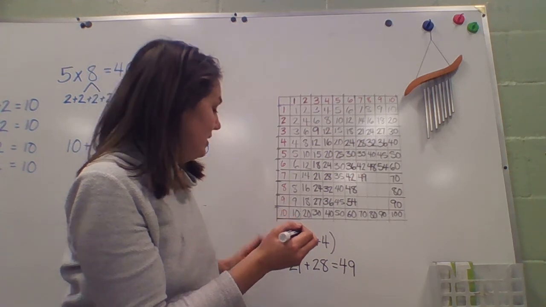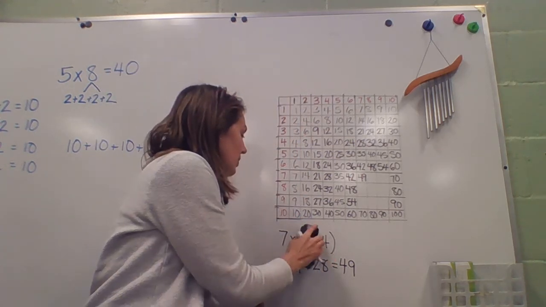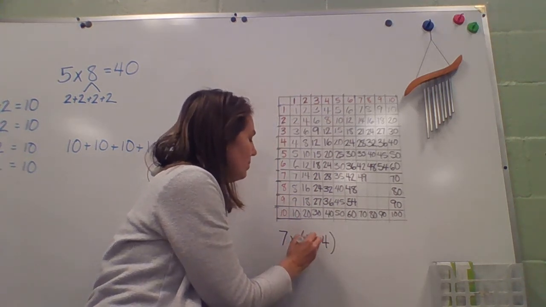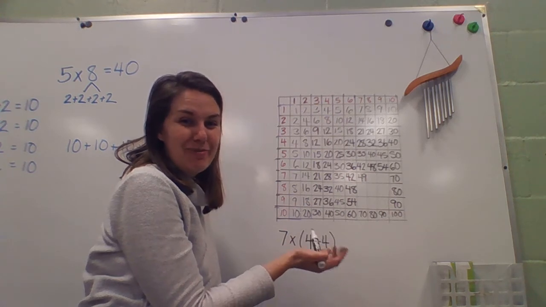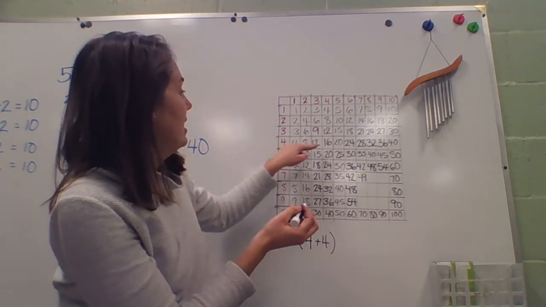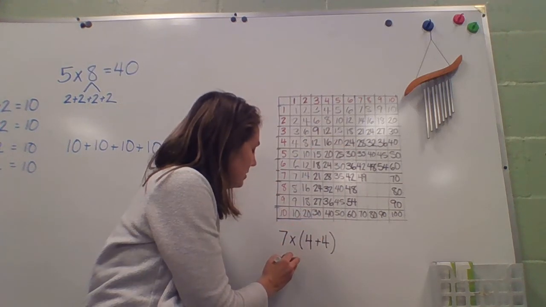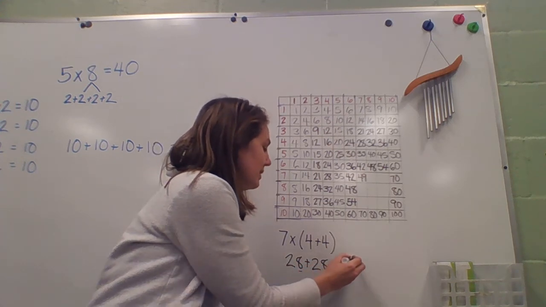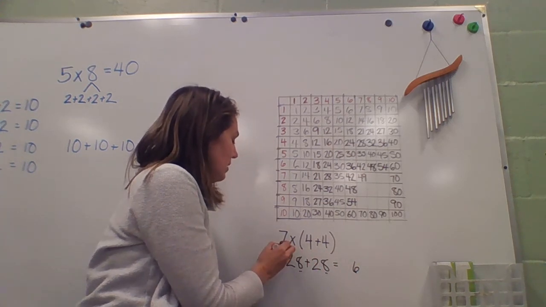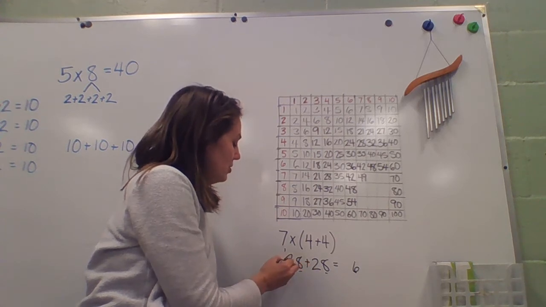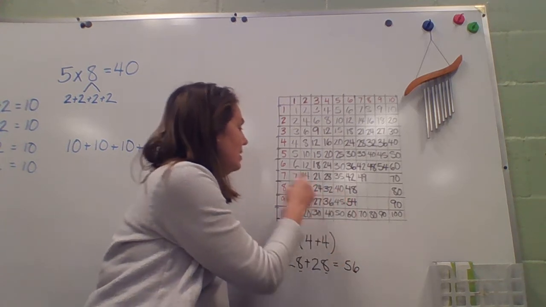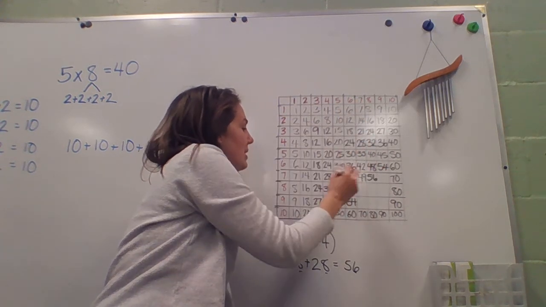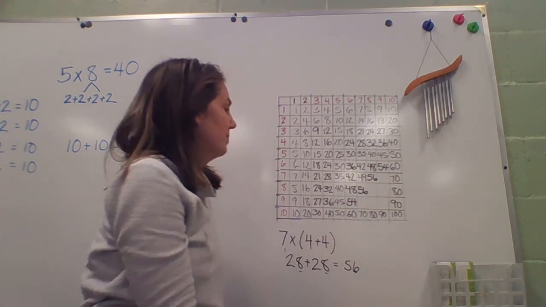Now we have 7 times 8. Instead of thinking about it as 3 plus 4, I'm going to think about it as 7 times 4 plus 4 because then I only have to find the answer once. 7 times 4, if I follow my line, is 28. And then it's like adding 28 again. 8 and 8 makes 16. So 6 ones and 1 extra group of 10s. 2 10s, 2 10s, and 1 more 10 makes it 5 10s. So 7 times 8 is going to be 56 here, and 7 times 8 is also 56 here.